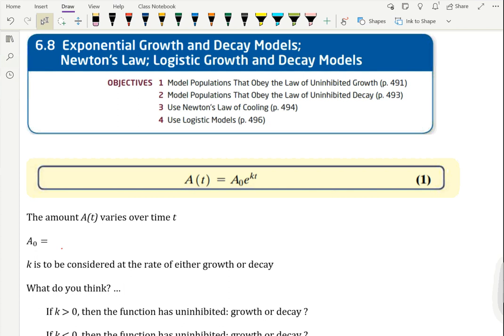We are now in Chapter 6, Section 8. This is the last section of our current chapter. Most of our chapter dealt with exponential functions and logarithmic functions. We're going to end our chapter with exponential growth and decay models, Newton's law, and logistic growth and decay models. We're going to be taking a look at a variety of items in this particular section.